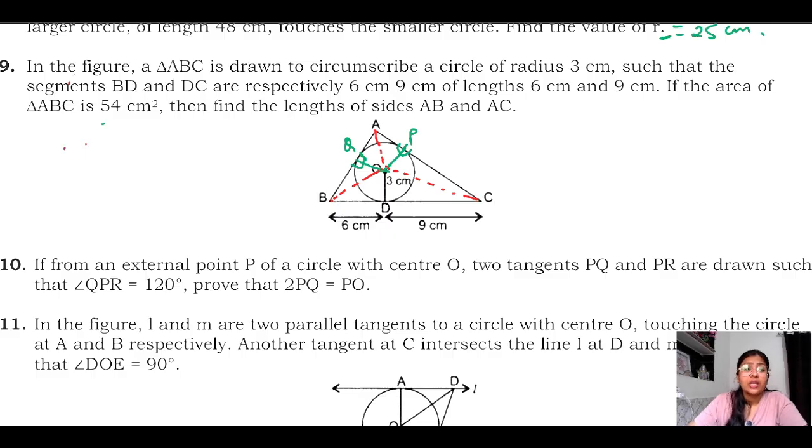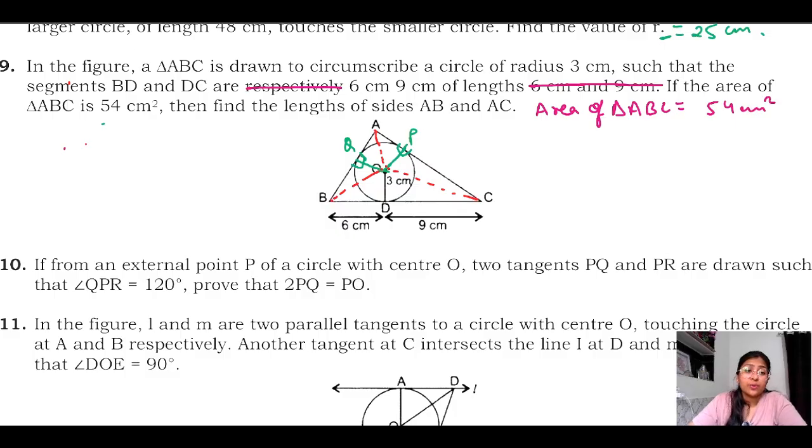First, read the question. In the given figure, triangle ABC is drawn to circumscribe a circle of radius 3 such that this is given. This is the repeated line. The lengths are 6 and 9 centimeter respectively. If the area of triangle ABC is given as 54 centimeter square.